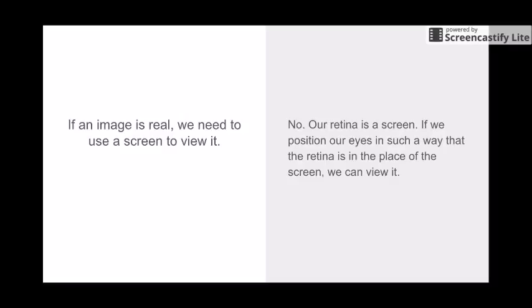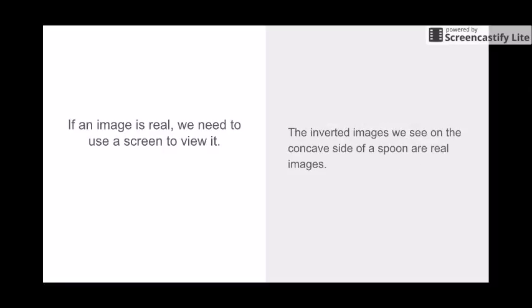If we position our eyes in such a way that the retina is in the place of the screen, we can view it. Also, every image we see, so as to say, is formed inverted on the retina, and it is the brain that interprets these signals and makes us perceive them as erect. For example, the inverted images we see on the concave or inner side of a spoon are real images.